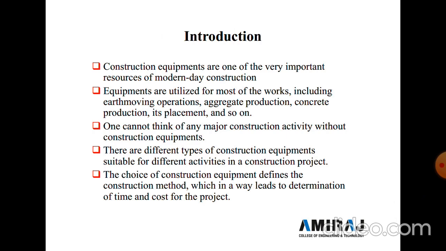Here in construction, the main 4M are compulsory. The first one is material, the second is manpower, the third is money, and the fourth is machinery. So these 4M are important. One of the 4M is machinery or equipment. With machinery we complete the work very fast, and we get quality work. So here the introduction is given regarding construction equipment.